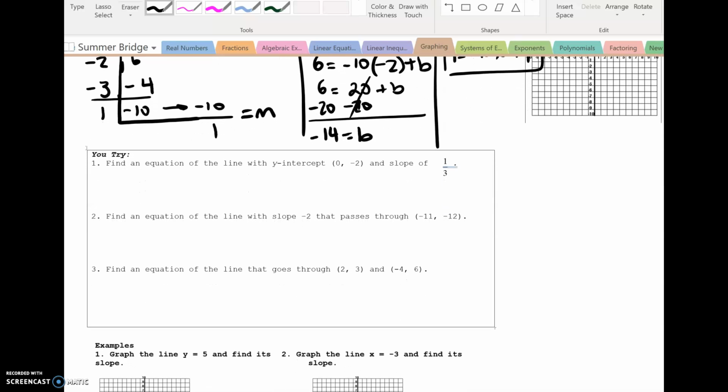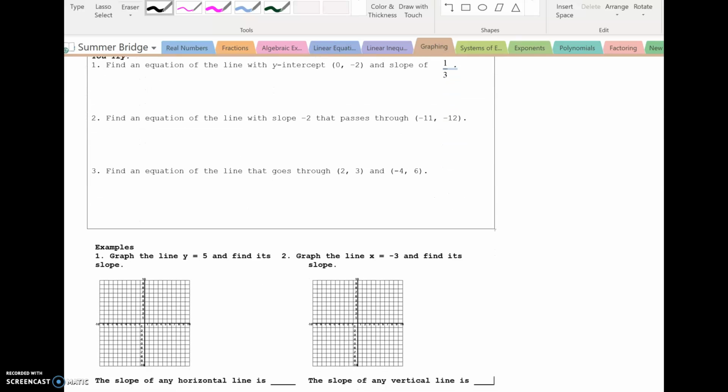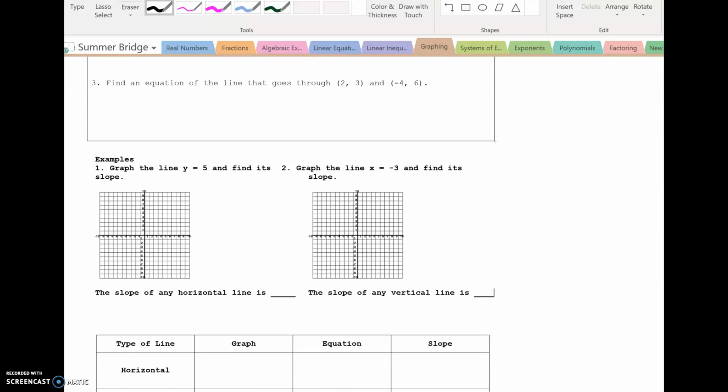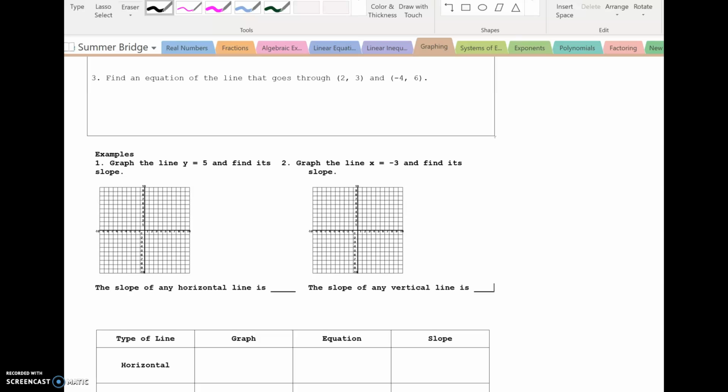I'm going to skip over the u-try. You can definitely try that on your own if you would like. If you want to screenshot it and try it on your own, you absolutely can. We will do some more practice after the video. But the last thing I wanted to talk about here are some very specific examples of lines.